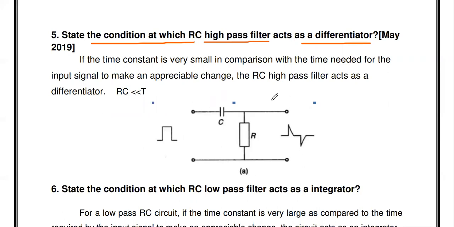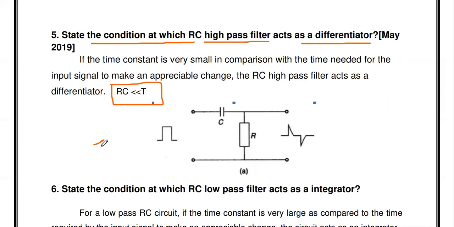Okay, so this RC high pass filter will act as a differentiator. In which condition? That is the question. This high pass filter will act as a differentiator under the condition that the time constant is very small when compared to the time period of the input signal. Okay, this is the condition.